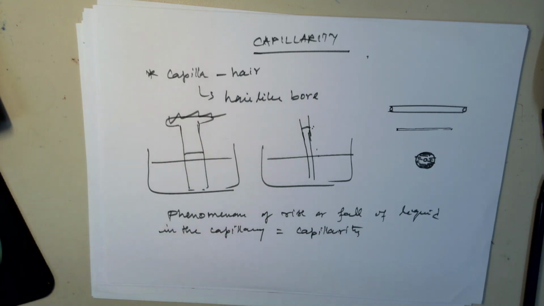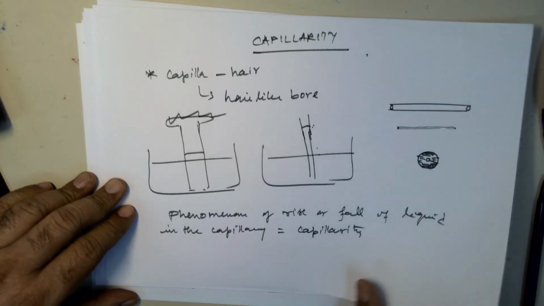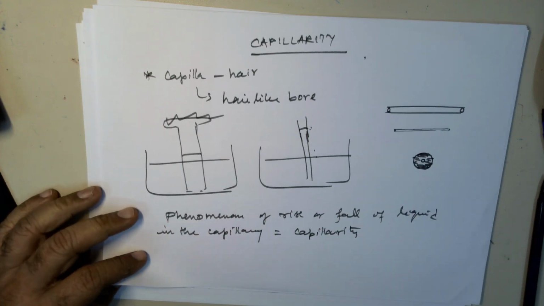In fact, we use towels for drying our skin. These are all good examples. And also in trees, the sap, the cell sap as we call it, rises due to the capillary vessels. So these are all natural phenomena we can explain.